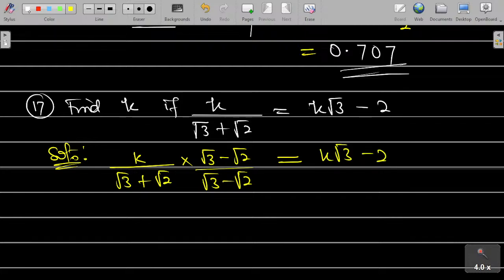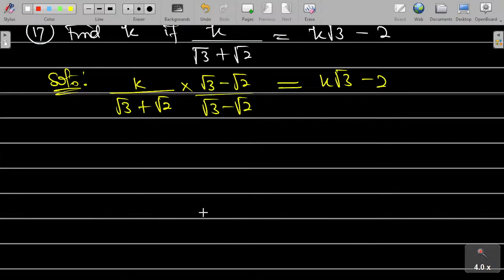So let's now start the multiplication. K, of course, you can put this in brackets so that you will know what that is going to give you. K times this will give us K root 3 minus K root 2.